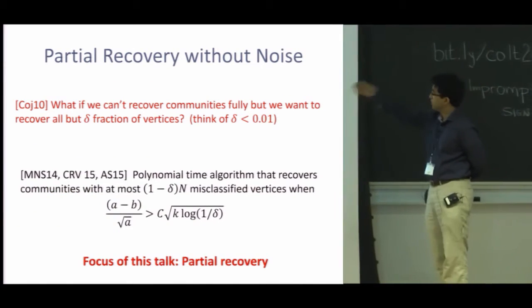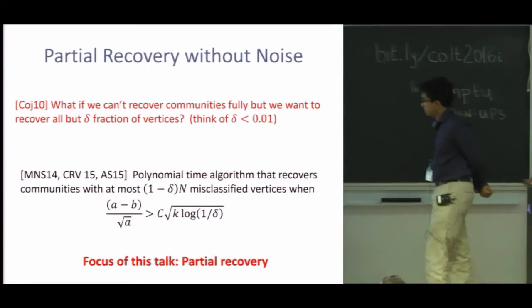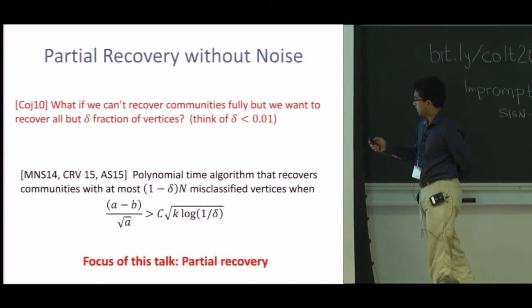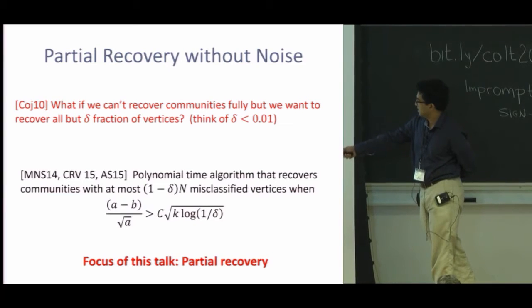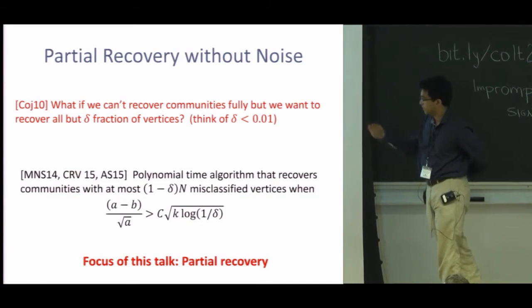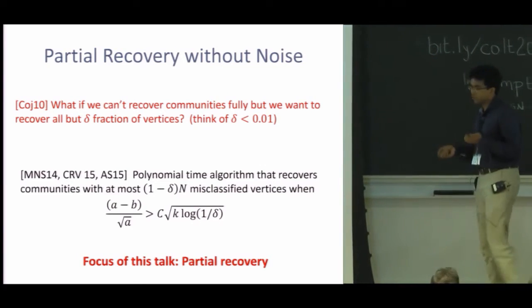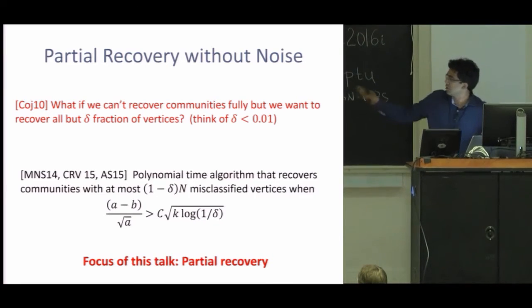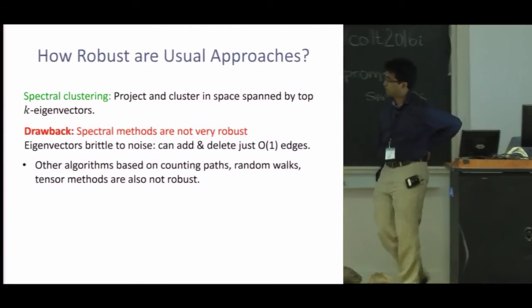This was first looked at by Amin Koja-Auglan, and there are some nice results that tell you that if there is a sufficient condition between the inside degree and the outside degree, so A minus B divided by this, which is essentially the standard deviation of the degree, is large enough, then you can recover communities up to delta accuracy. This will be the focus of the talk. These results are without noise, and we'll try to do this by being robust to errors.